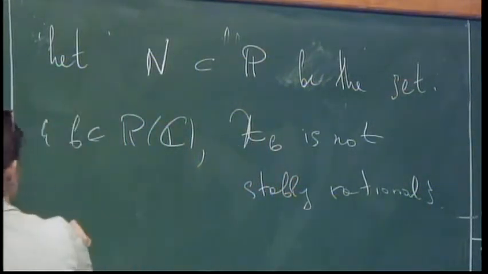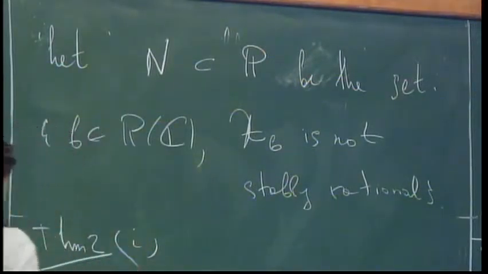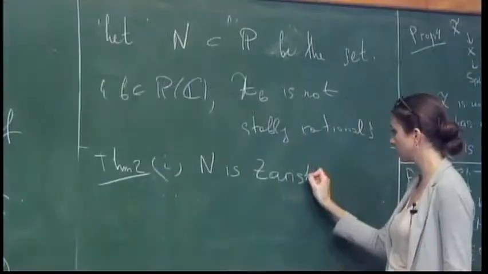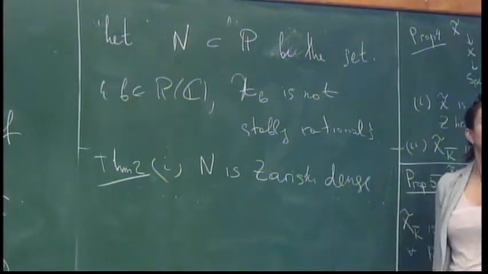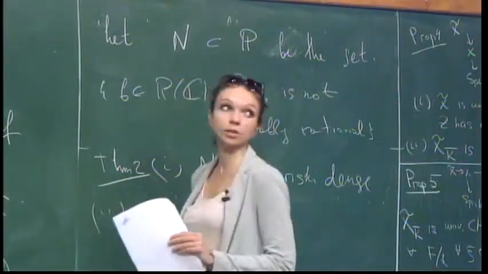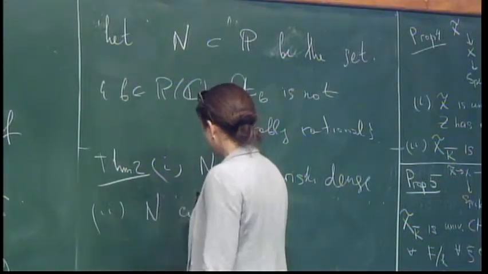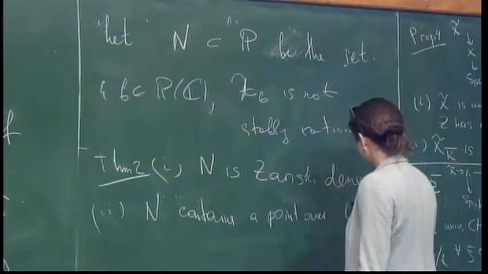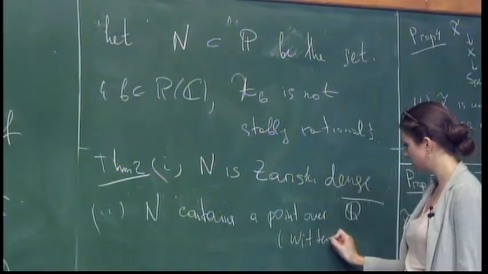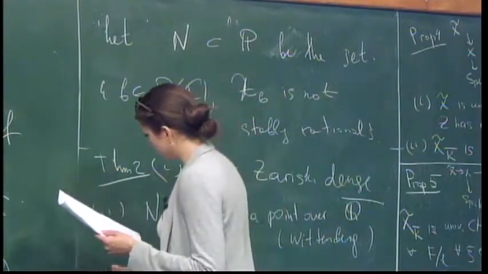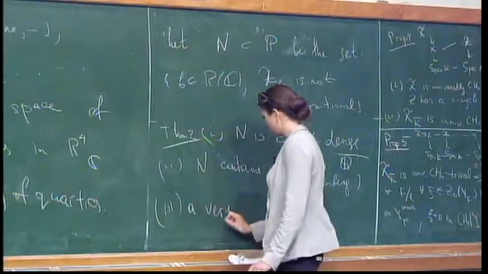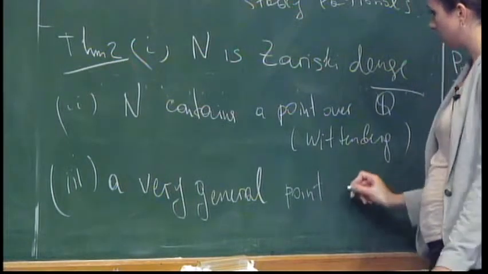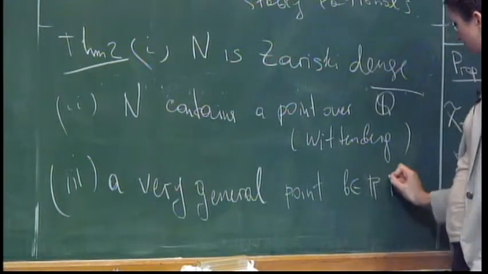Okay, so here is the theorem. First, N is Zariski dense. So we have lots of points in the space of coefficients such that the corresponding quartic is not stably rational. Then N contains a point over Q bar. This is thanks to the help of Olivier. And also a very general point of P is in N.